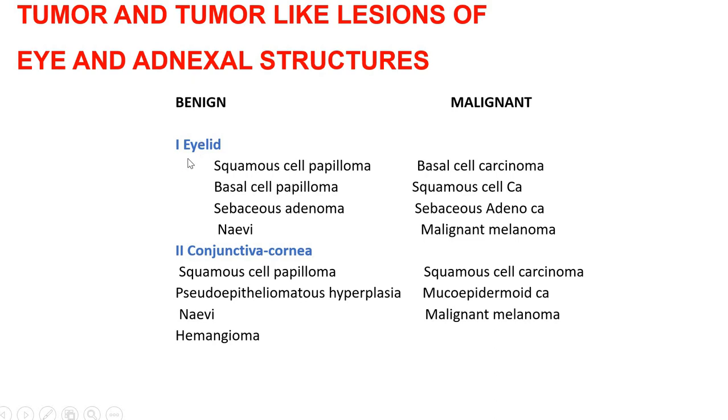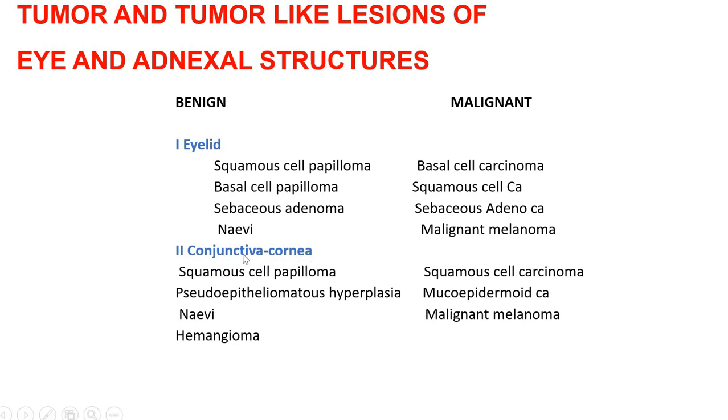Okay, in the eyelid, what you can see is squamous cell papilloma, basal cell papilloma, sebaceous adenoma, nevi. And the malignant lesions of the eyelid include basal cell carcinoma, squamous cell carcinoma, sebaceous adenocarcinoma, malignant melanoma. So this is an extensive list of all the tumors which can occur in the eye. I'm just narrating to you the various tumors of the eye.